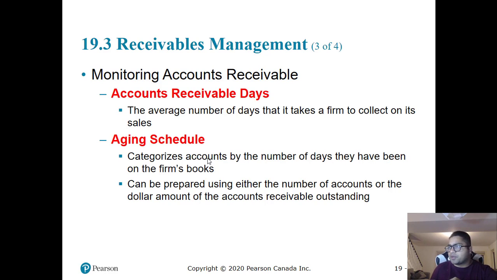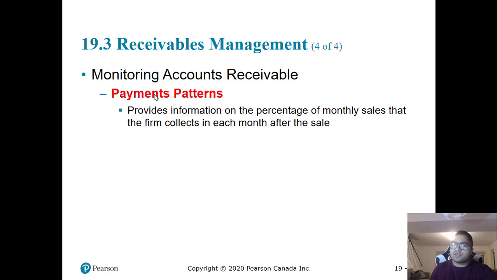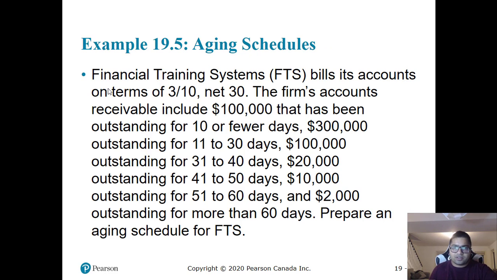And if the percentage that is paying late is increasing, then you are worried. Then you also look at payment patterns, provide information on percentage of monthly sales that the firm collects each month after the sale happens. So let's see. Financial Training Systems, FTS, bills its accounts on terms of 3/10 net 30. So 3% discount if you pay within 10 days or you get a 30-day period.